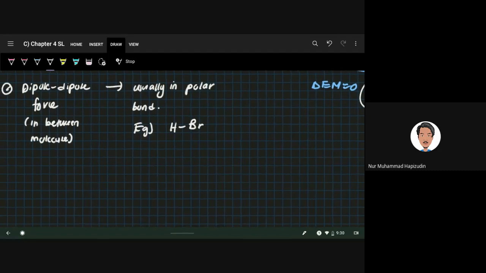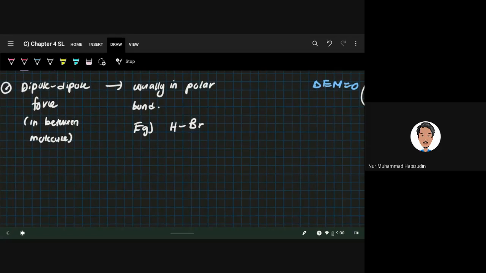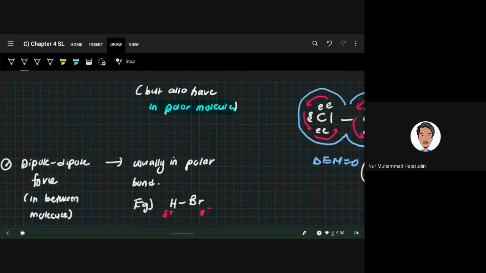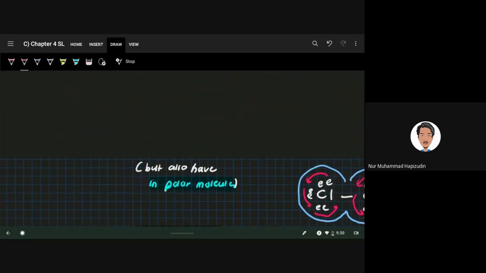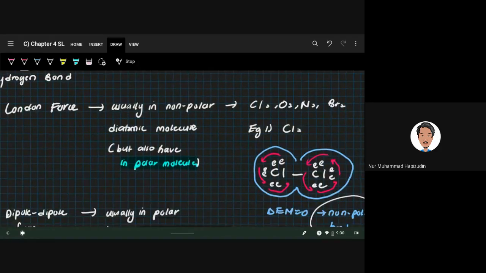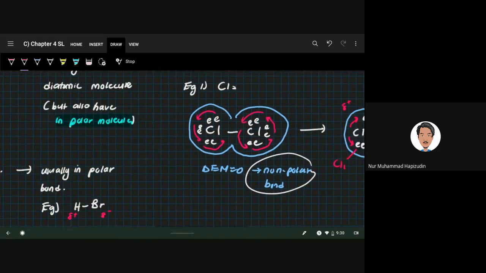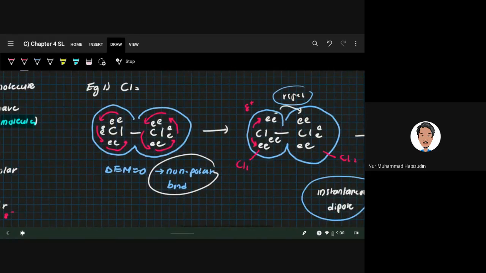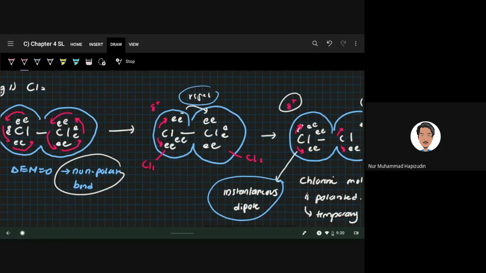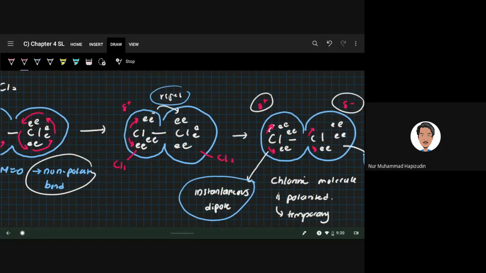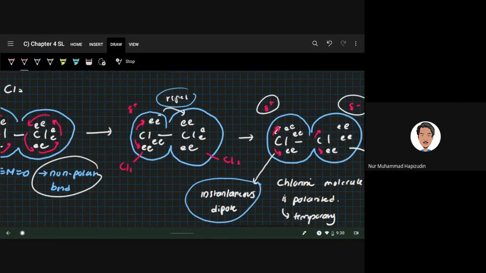Okay, this is polar bond. Why polar bond? Because it has partial positive and partial negative. This polar bond is permanent. Not same as, apa tadi? London force. London force, it from the non-polar molecule, non-polar bond. From the non-polar bond, it can form polar bond for a temporary. That's why it form dipole London force.